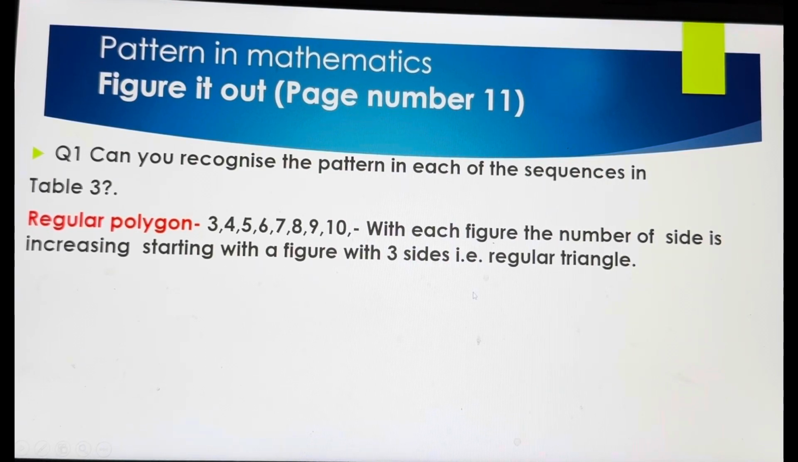Now here you also need to notice the word regular. Regular means all the sides are equal, and polygon means, poly means many and gon means sides. So many sides, and the sides are equal. So that also you need to understand.